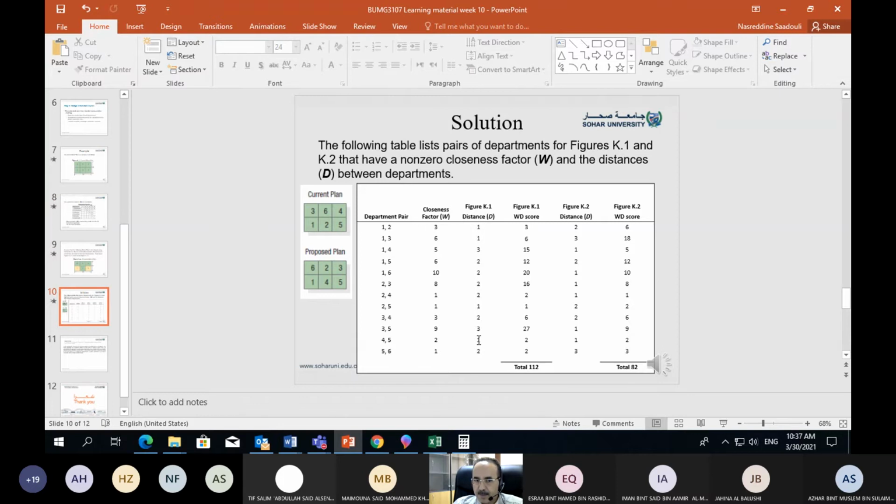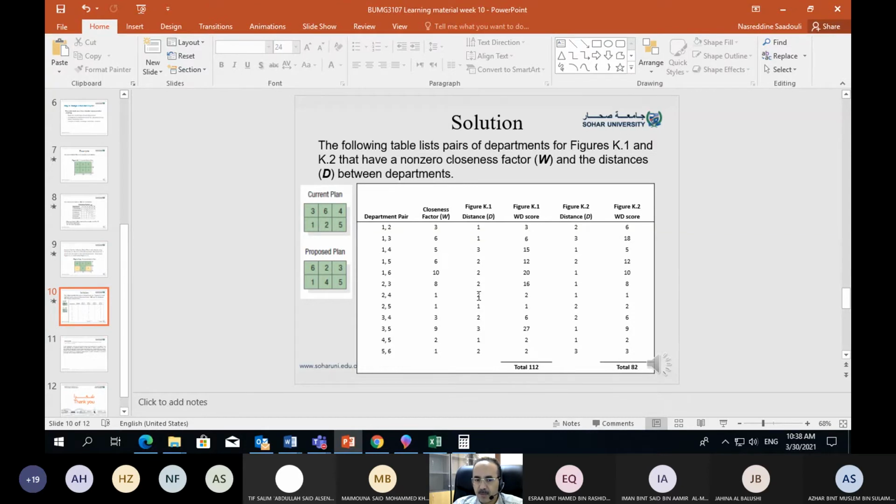The distances are really the number of trips, if you will, between the various departments. So for instance, in the initial plan, the current plan, from 1 to 2, you can see 1 is right next to 2, so it's only one trip, and that's why we have 1 here. Whereas if I look at 1 to 4, to go from 1 to 4, I will need to do 1, 2, 3, 3 movements. That's why we have 3 here.